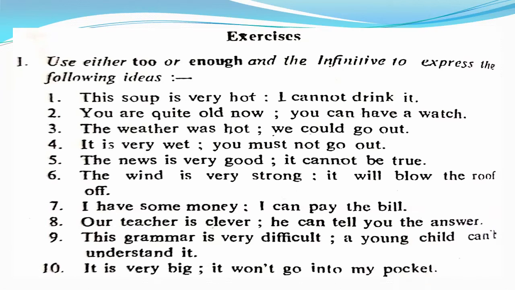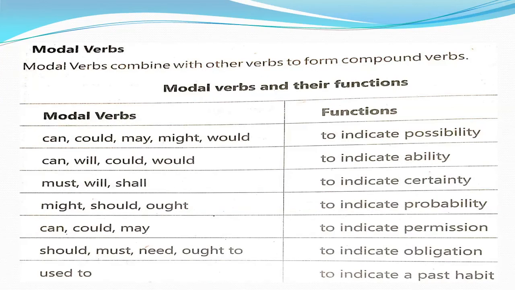Can, could and may indicate permission as well. For example, may I come in? Can I use your pen? Okay. And now should, must, need and ought to. These modals indicate obligation. Okay, for example, you should speak truth. You ought to respect your elders.